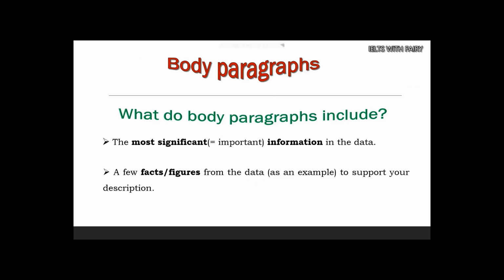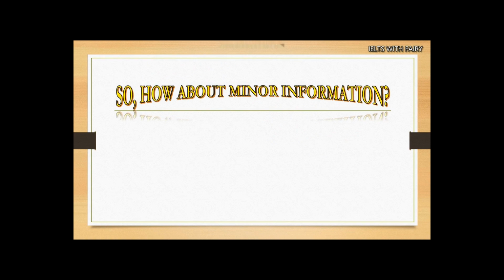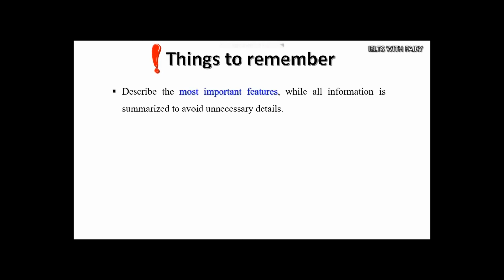Alright, we have just finished talking about what we should write in body paragraphs. So mainly we write significant information together with facts and figures to support our description, right? So how about minor information? Should we leave them out or ignore them? The answer is no. We should summarize them. Instead of describing them in a very detailed way, we just summarize them.